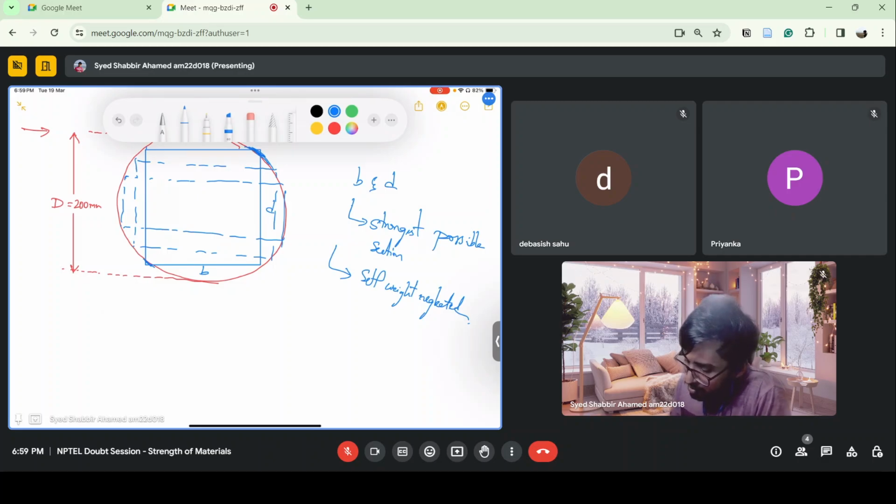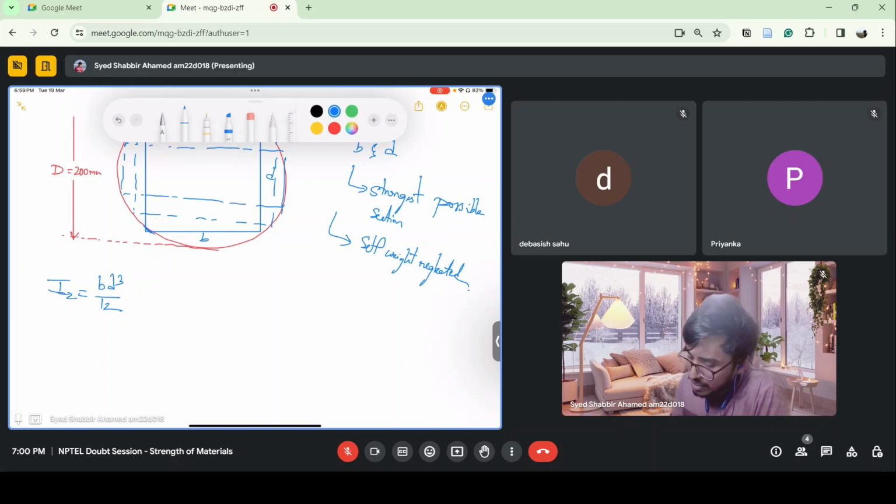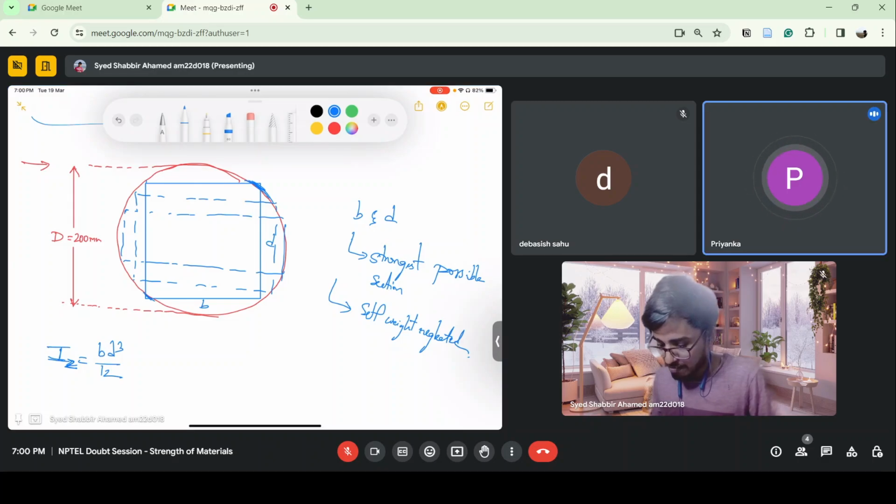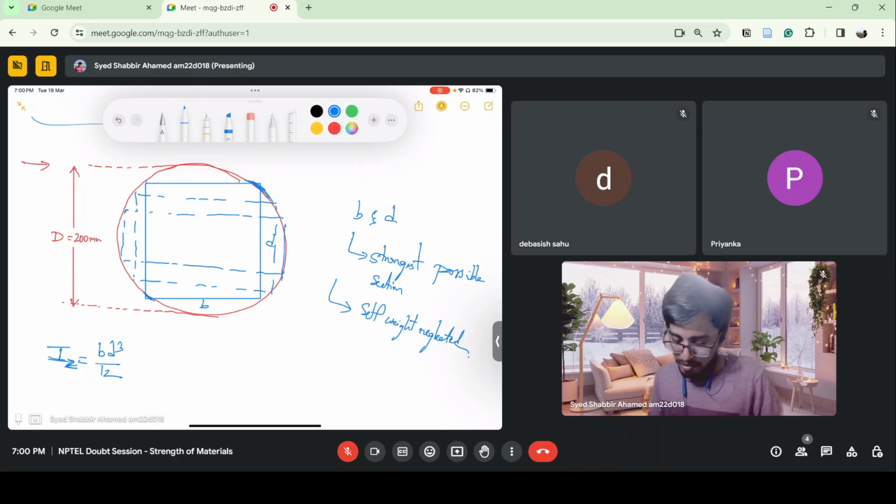So say Iz, let's say I will take bd cube by 12. So I have to maximize this. But we have a constraint here. So this is basically an optimization problem. We have to find out the maximum or minimum. Optimization is basically maximum or minimum subject to some constraint. What is the constraint? Diameter, sir. So diagonal will be equal to the diameter. Yeah.